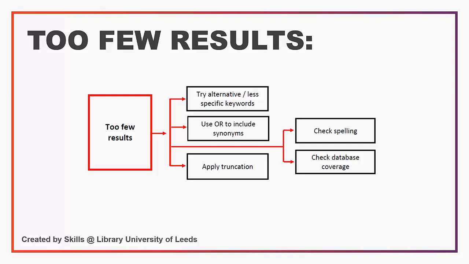This diagram goes through some tips of what to do if you find your search is bringing too few results. First, a simple one. Check your spelling, as most databases won't autocorrect or assume like Google does. Also check the database coverage. Does it cover the subject area you're researching or the years that research in that area might have been published? You could also try alternative or less specific keywords. Think of more synonyms and add them to your search by using the OR operator, or broaden the search even more by truncating some keywords if it's relevant.